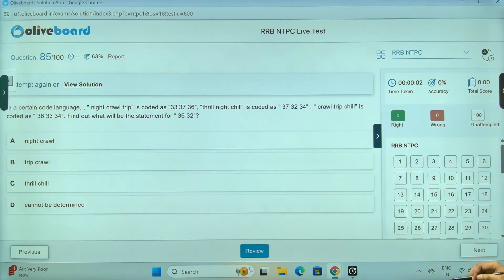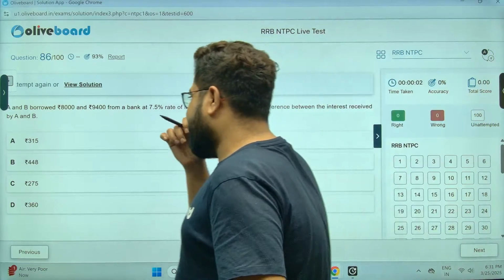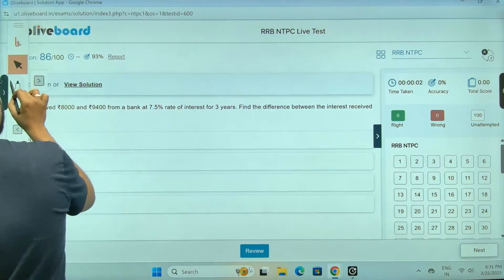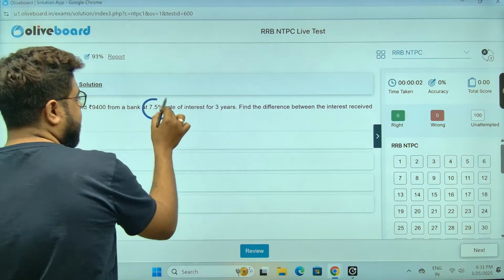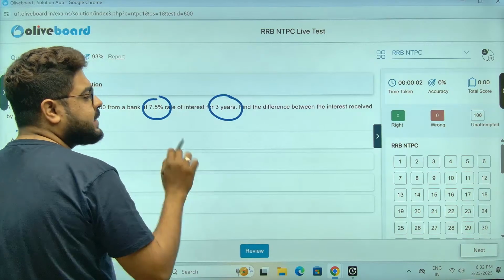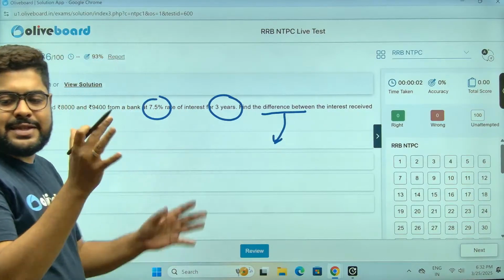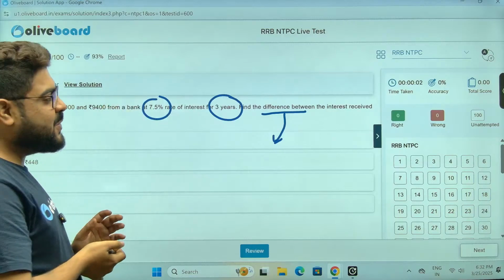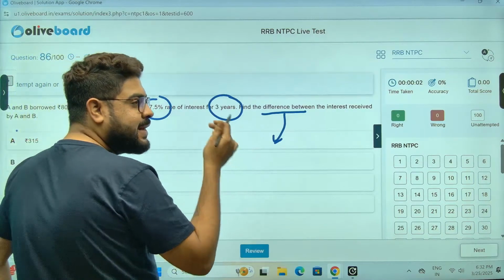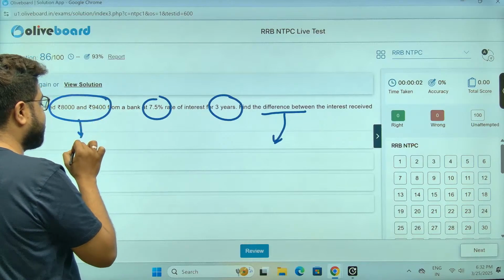चलो sir, next one. A B borrowed 8,000 and 9,400. Okay, sir. Same rate, same number of years. Acha, tell me, why will this difference be created? Because there is a principal difference. Because the rate of interest, years, everything else is same. So ultimately, the difference will be the interest on that difference of principal, which is, sir, 1,400 rupees.